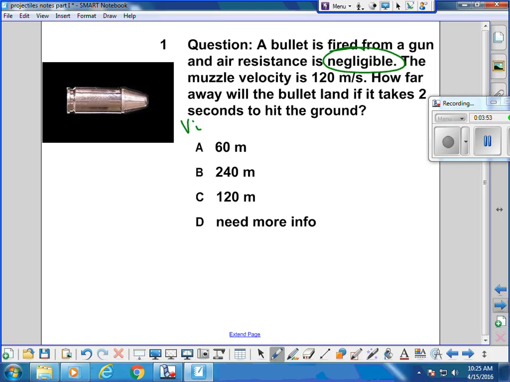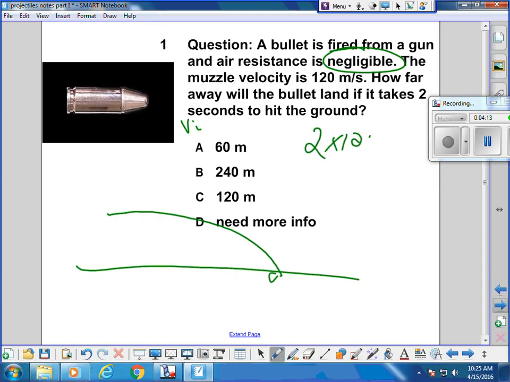How far away will the bullet land if it takes 2 seconds to hit the ground? So here's the ground. The bullet is fired like this, and it goes like that. It takes 2 seconds. How far away will the bullet land if it takes 2 seconds and it's going 120 meters per second? 240 meters. Pretty straightforward.